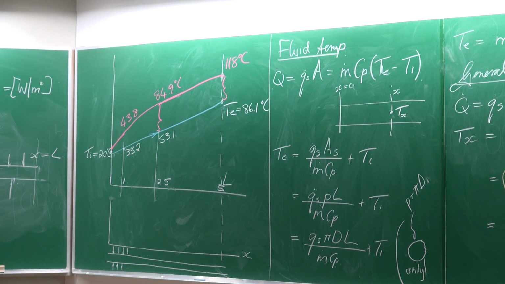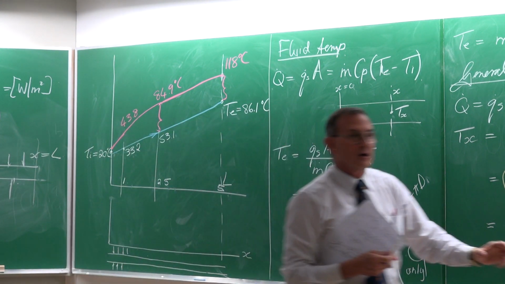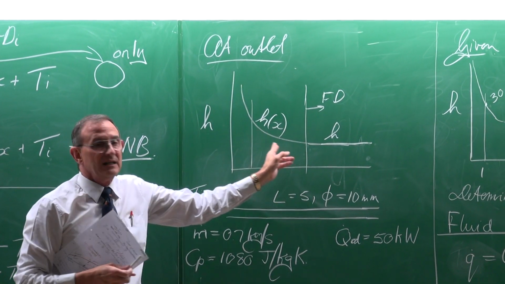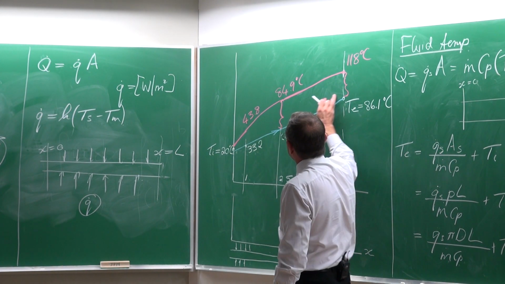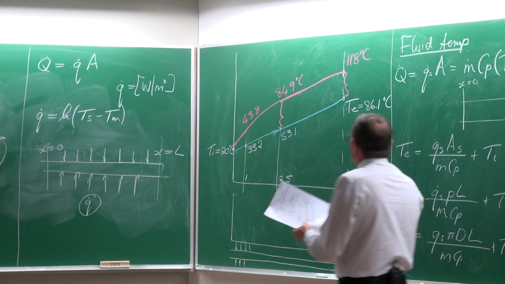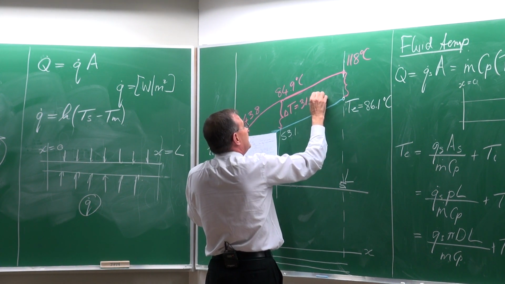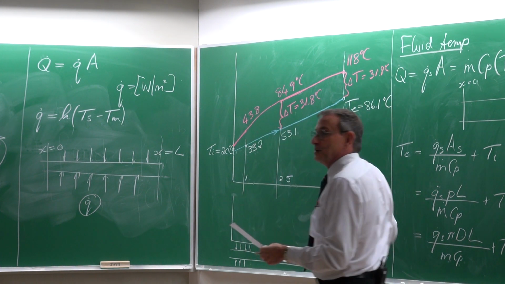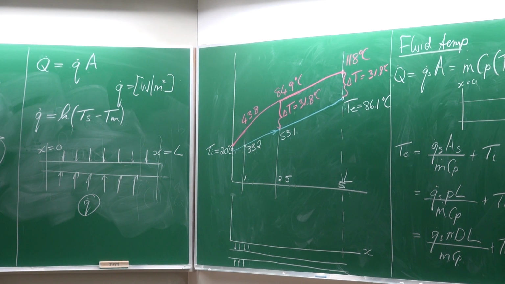So you can see the delta T is very small at the inlet, where the heat transfer coefficient goes to infinity, very, very high. And then it decreases very slowly, and as it decreases, this delta T becomes constant. If we look at that delta T there, it's 31.8, and there it is also 31.8. So the delta T remains constant only during the fully developed part of the tube. Very important.